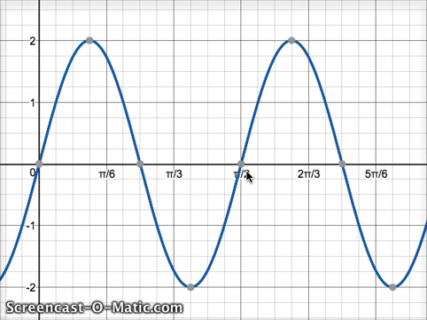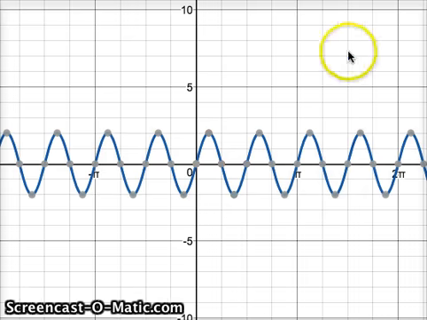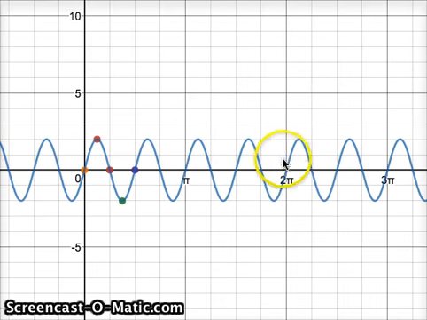Now can we see that there are 4 periods between 0 and 2 pi? Well, let's zoom it out a little bit. 0 and 2 pi. Here's 2 pi. Let's count our periods. Period 1, period 2, period 3, period 4. Indeed, we had 4 periods in 2 pi, or 1 period in pi over 2. Starting point, ending point, midpoint, quarter point, quarter point.